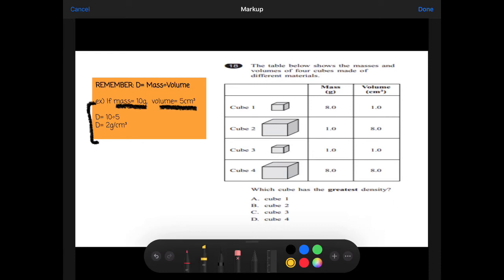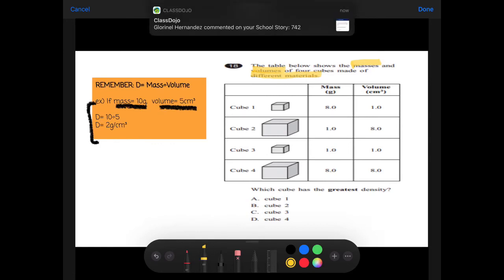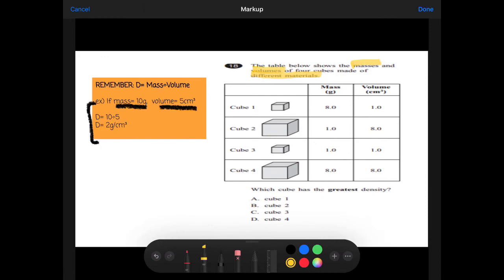So now let's take a look at this question. It says the table below shows the masses and volumes of 4 cubes made out of different materials. It's important to know that they're made out of different materials, right? So cube 1 has a mass of 8 grams and a volume of 1 centimeter cubed. Cube 2 has a mass of 1 gram and a volume of 8 centimeters cubed. Cube 3 has a mass of 1 gram and a volume of 1 centimeter cubed. And cube 4 has a mass of 8 grams and a volume of 8 centimeters cubed.